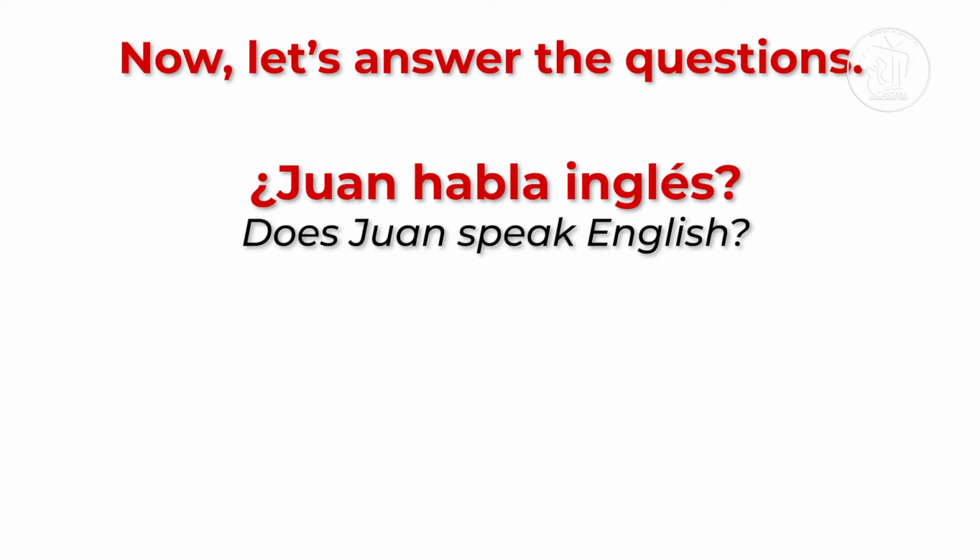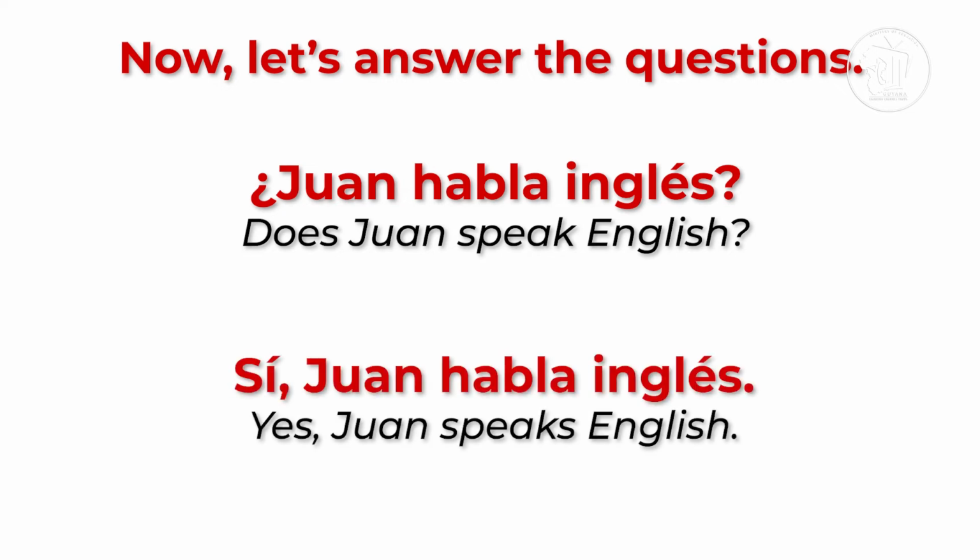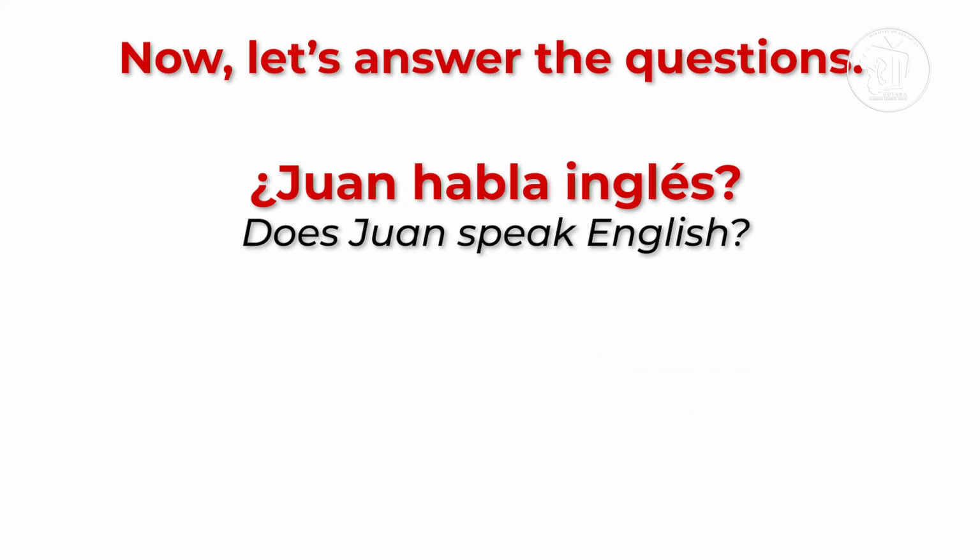Let's say we want to say yes, Juan speaks English. In Spanish, we simply add the yes word, which is sí, and say the sentence or the statement. So it'll be, sí, Juan habla inglés. Again, ¿Juan habla inglés? Sí, Juan habla inglés. Try it. ¿Juan habla inglés? Sí, Juan habla inglés. Very good.